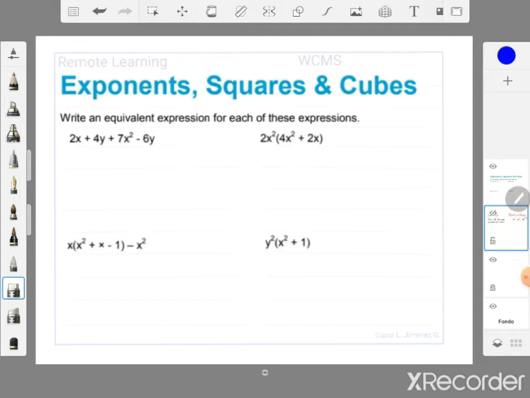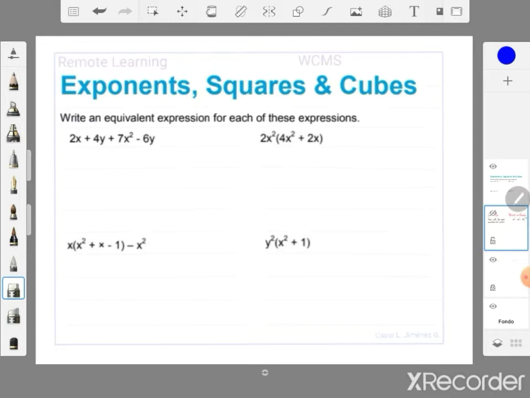In this lesson we are going to write some equivalent expressions for these four exercises right here. And we're even going to try to find some square roots and cube roots, okay? So let me start with these equivalent expressions, okay?